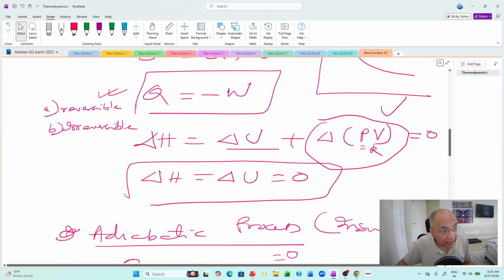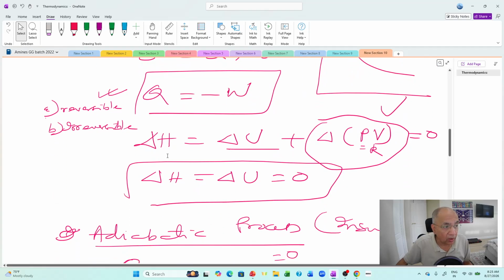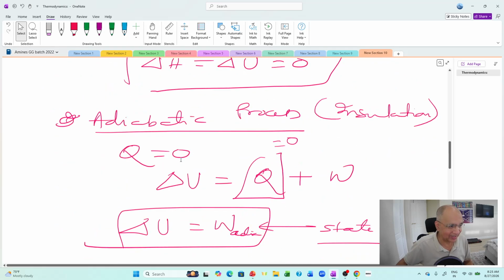And here del H has a meaning. Del H is also 0 because P and V both are changing and PV is a constant. So any differential of a constant value is 0. Therefore, if you are asked in the examination what is del H, you will say 0, although it has got no practical meaning. But del H is 0. You have to say that.